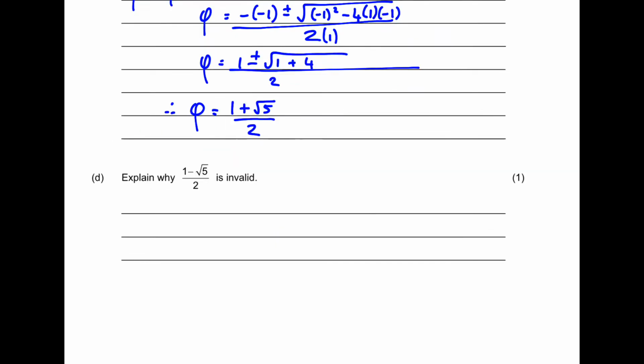Which leads us swiftly to D. Explain why 1 minus root 5 over 2 is invalid. Because it cannot have a negative ratio. Okay, our ratio cannot be negative for phi.